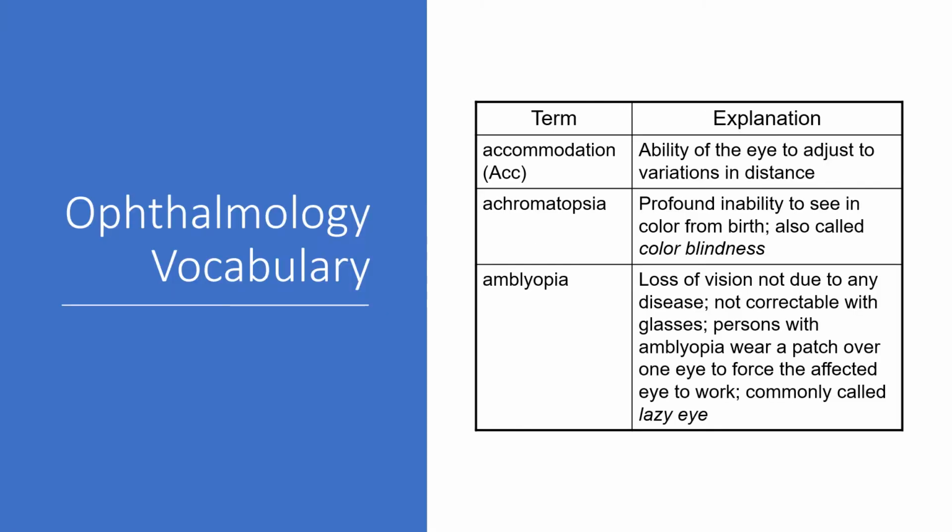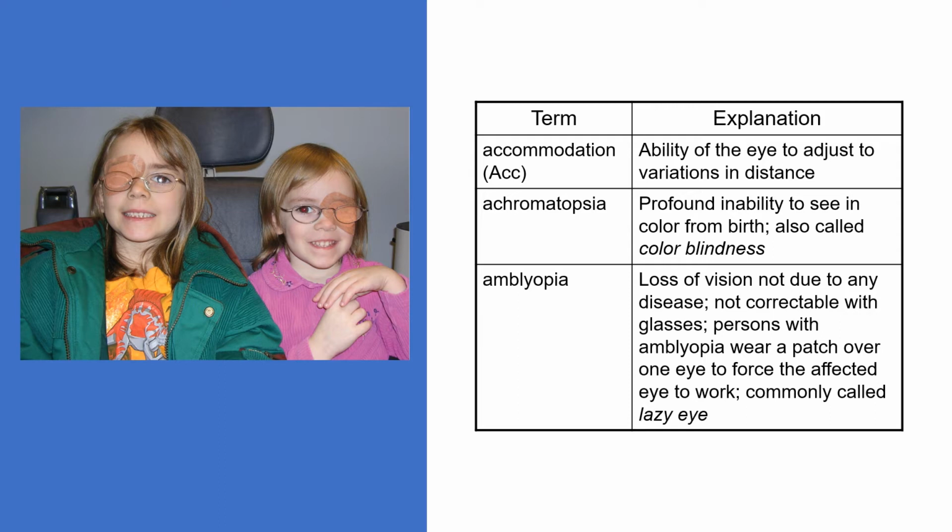All right, let's cover some ophthalmology vocabulary. Accommodation, abbreviated ACC, is the ability of the eye to adjust to variations in distance. Achromatopsia is a profound inability to see color from birth. It's also called color blindness. Amblyopia is the loss of vision not due to any disease. Not correctable with glasses, a person with amblyopia wears a patch over one eye to force the affected eye to work. This is commonly called a lazy eye.